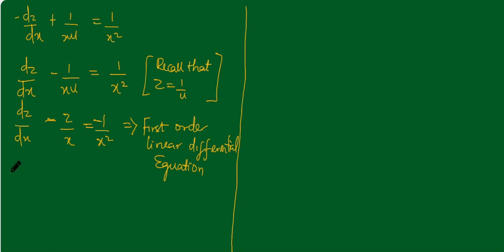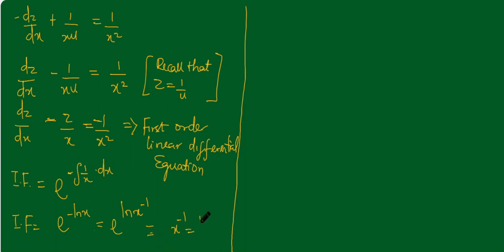So our integrating factor is equal to e raised to power minus integral of 1 over x dx. So our integrating factor is e raised to power minus ln x. So this becomes e raised to power ln x raised to power minus 1, and that's going to give us x raised to power minus 1, which is 1 over x.